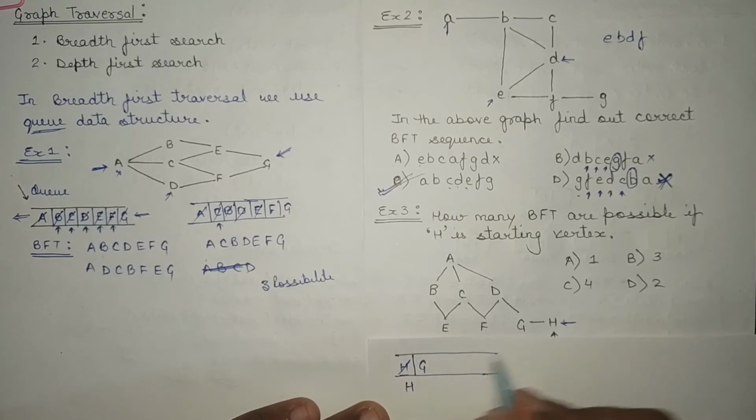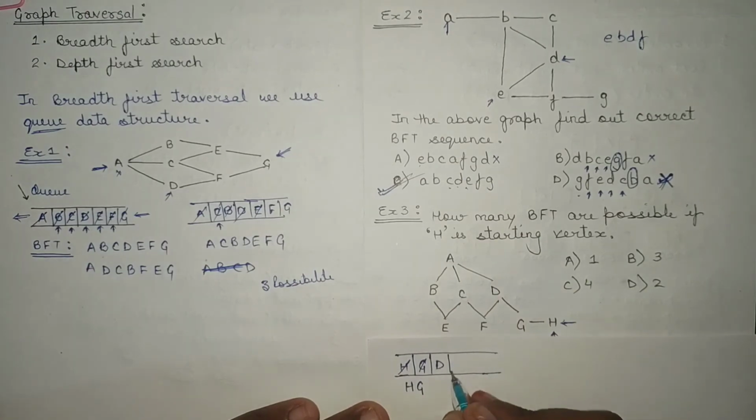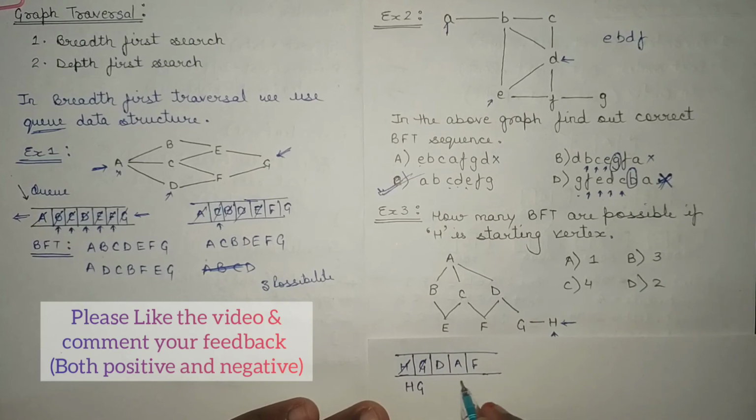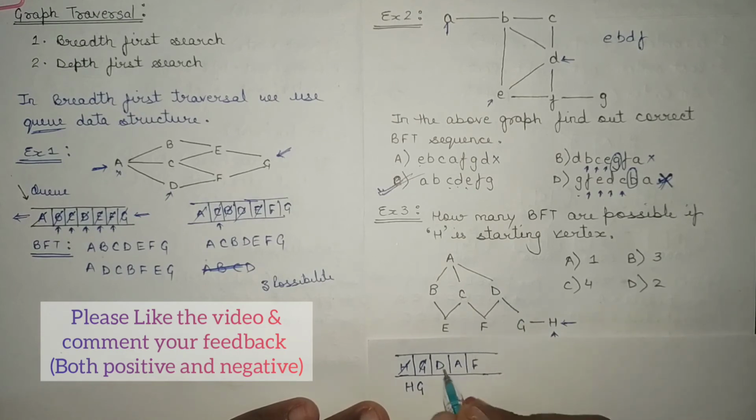So what are the adjacent of G now? D. No more adjacent of G are left, so I'm deleting it and printing it. Similarly, what are the adjacent of D? A and F. So here I took A and F. You can also take F and A in the other order to find another possibility. We will be doing that as well. So A and F, now there are no more adjacent of D, so deleting D and printing it.